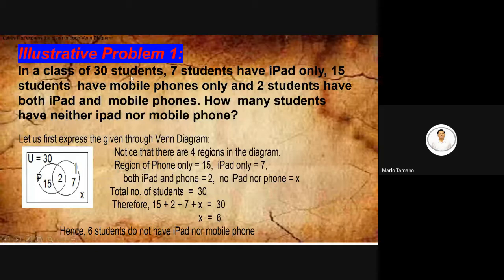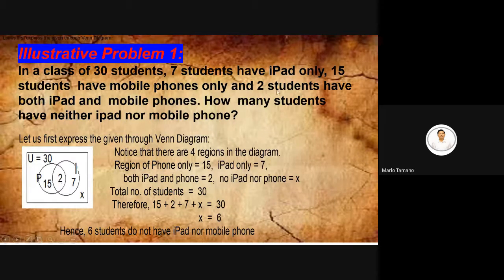Saka natin ilalagay yung mga given. Sabi niyo dyan, 7 students have iPad only. Saan yun ilalagay ang 7? Dito sa region na kung saan part lang ng I, only. Pag sinabing only, dito lang po sa part ng I, dun niya ilalagay yung 7. Okay? Then 15 students have mobile phones only. Mobile phone, sa region na ito, dun ninyo ilagay yung 15. Naintindihan? And 2 students have both iPad and phones. Dito sa gitna, intersection.